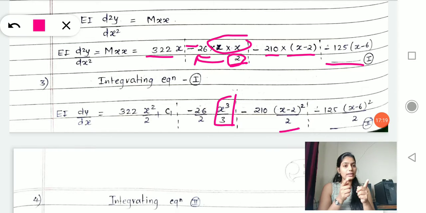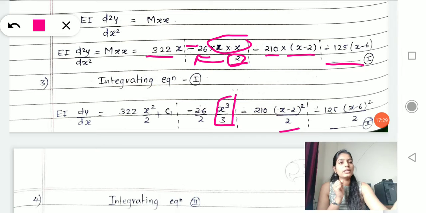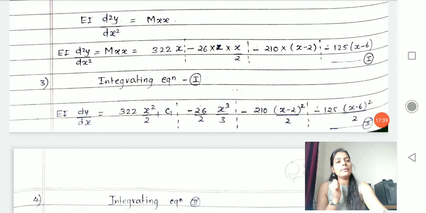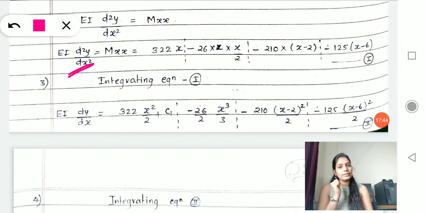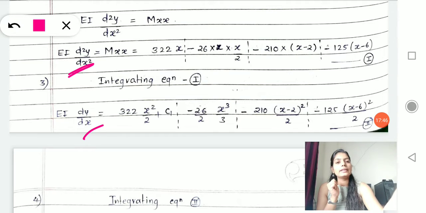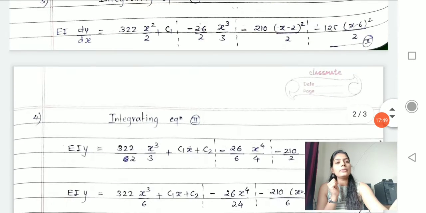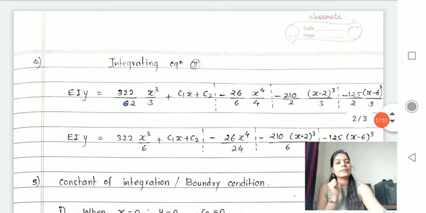I have said you can integrate for that whole bracket. You should not take x separately and 2 separately. No, you integrate for that whole bracket. Then 125 into x minus 6 whole square divided by 2. So this is how we integrated once. Now integration of d square y by dx square will be slope dy by dx. One more time you integrate it.